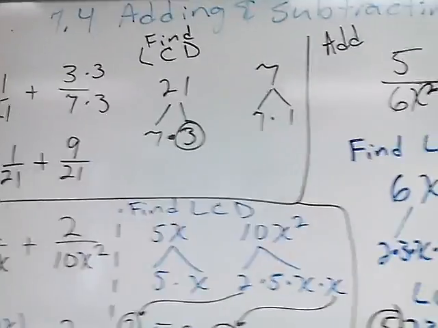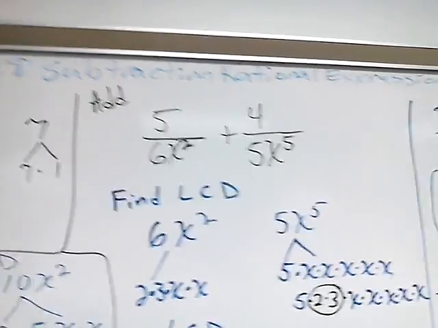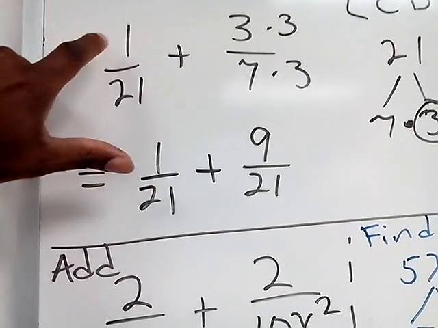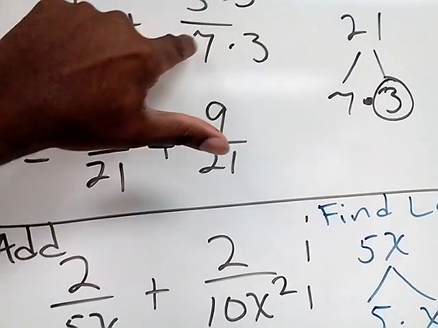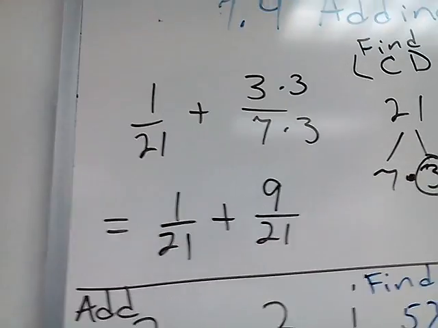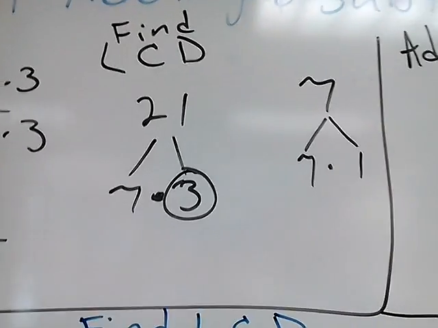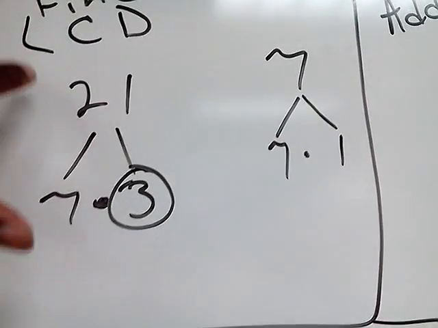Following are examples of adding and subtracting rational expressions. I started off by showing an example of a fraction, 1 over 21 plus 3 over 7. And with that example, I went about showing how to find the LCD.